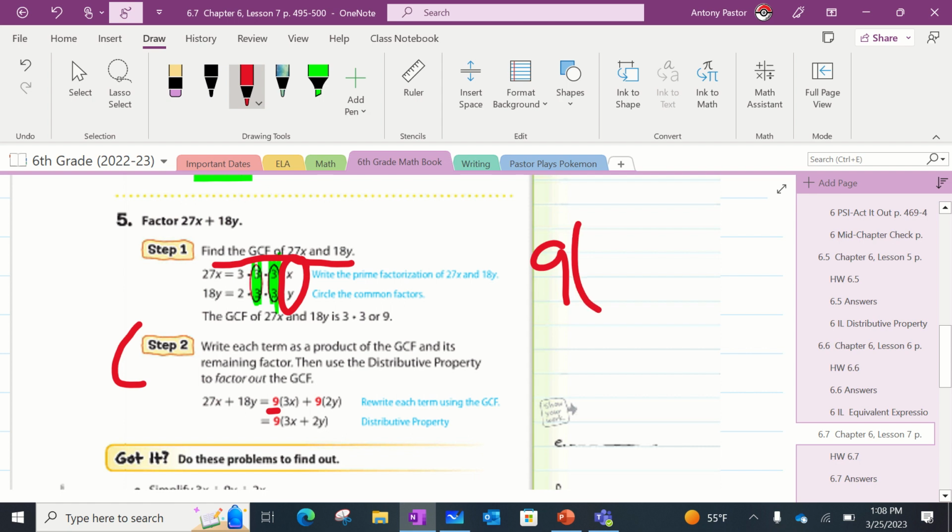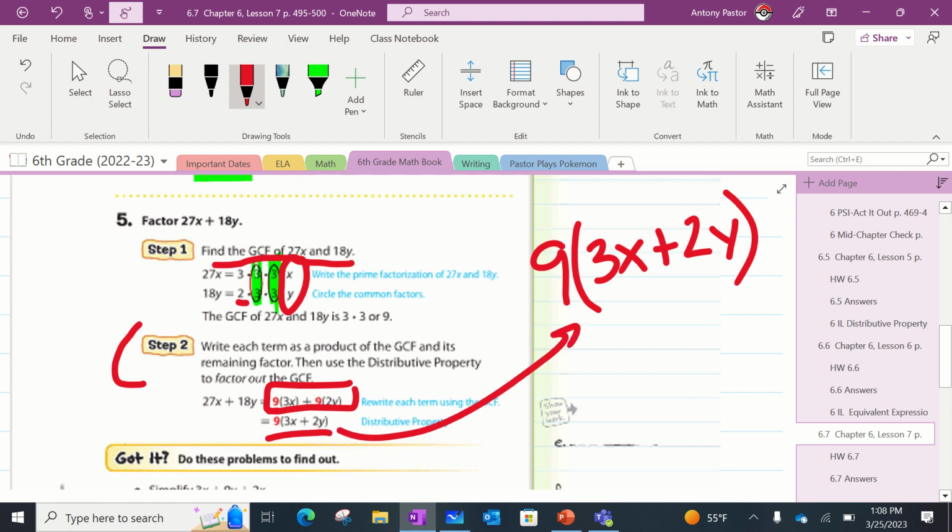Write each term as a product of the greatest common factor and its remaining factor. Again, 27 has that leftover 3. So it'll be 3, but because there was an x with it, it'll be 3x. Plus, over here, 18 has the 2 left over, but because there's a y attached, it'll be 2y. I understand they wrote it down here weirdly, but this is the correct answer, just like we wrote it over here. So we are factoring things out.